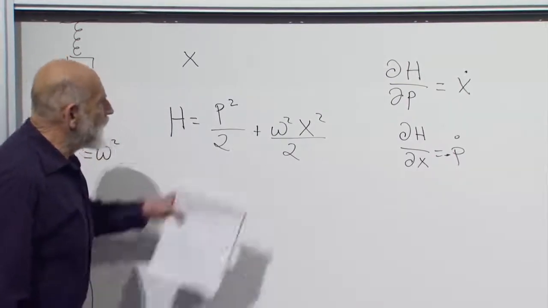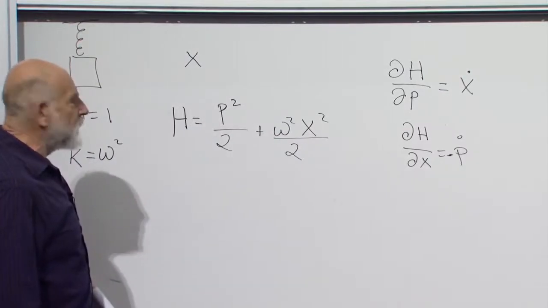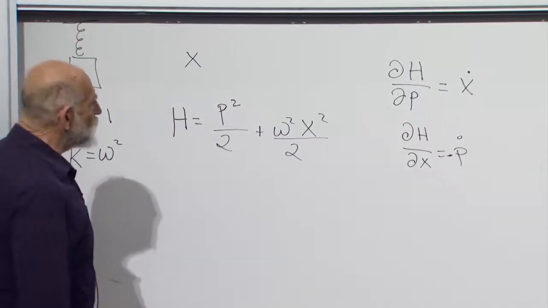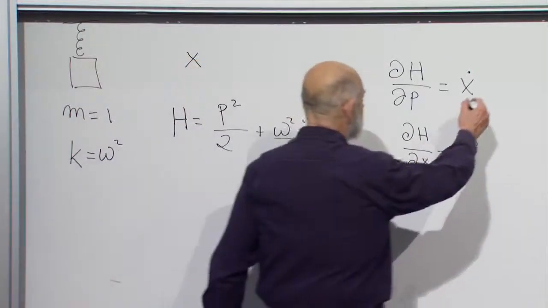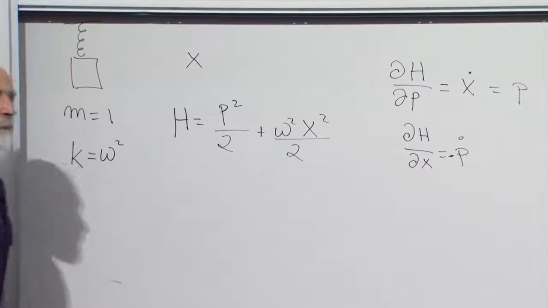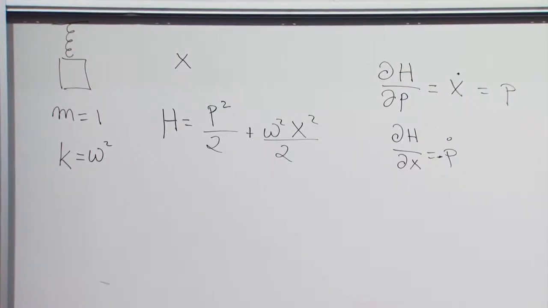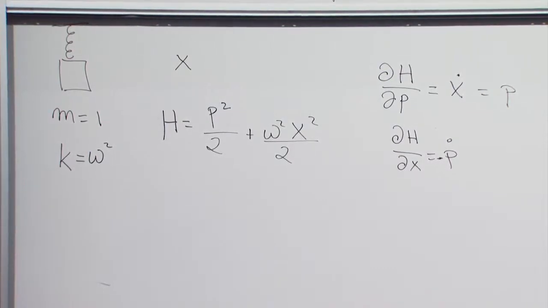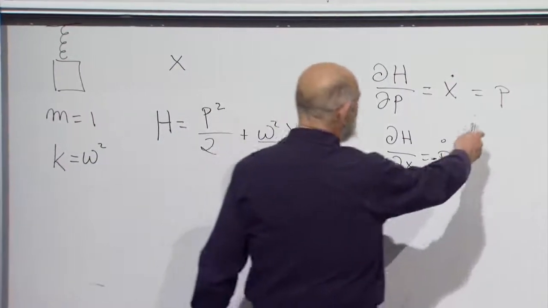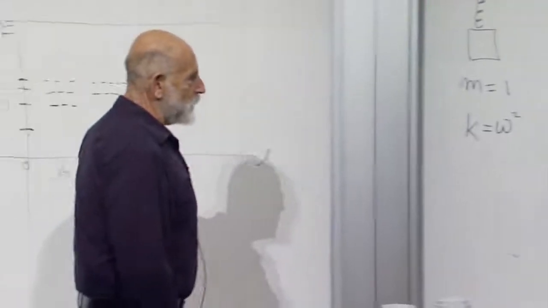Let's see what we get. dH by dp is equal to x dot. dH by dp is p. So this says that p equals x dot, right? That's not too bad. Momentum is equal to velocity. What happened to the mass? Oh, I set the mass equal to 1. So that's okay. I'm a physicist. I'm allowed to do that. P is equal to x dot. That's good. Now, what about dH by dx?